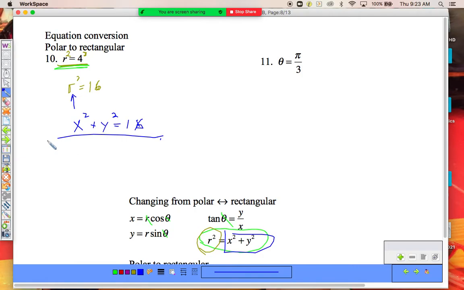You're done. That's it. That's what I was going to do. And we're done there. I got rid of the r by squaring both sides and substituting in x squared plus y squared. Now that my r's and thetas are gone, this is my answer.